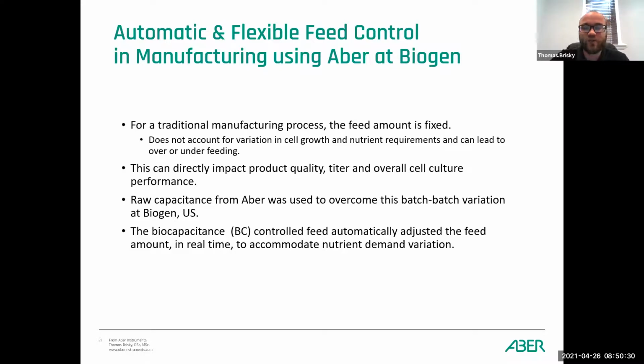Now, Biogen overcame this problem by utilizing a strategy based on the real-time raw capacitance value from Aber. Of course, there was a lot of background work before they got to this stage, but their strategy is now currently based on raw capacitance, which means they don't even try to convert capacitance to an offline method. And it's worth noting that this method is becoming increasingly popular with other companies adopting the same strategy.